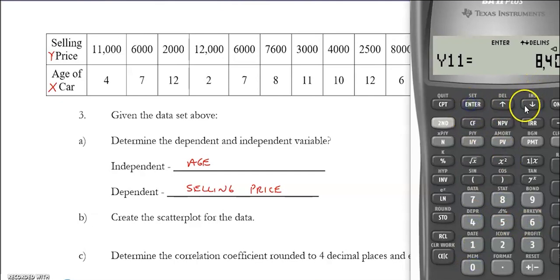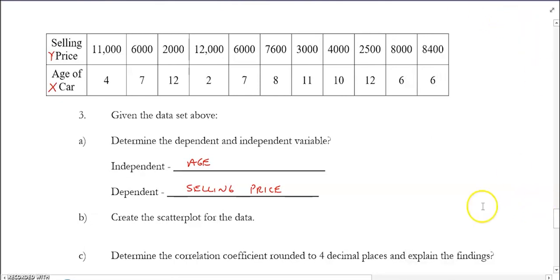8,400. There we go. Once again, I'm going to check my data for 11,000, 7, 6,000, 12, 2,000, 2, 12,000, and so on and so forth. Like I said, you don't want to lose any marks by not having correct data in there.